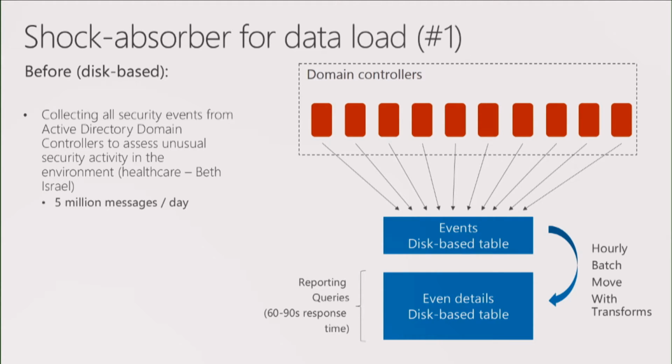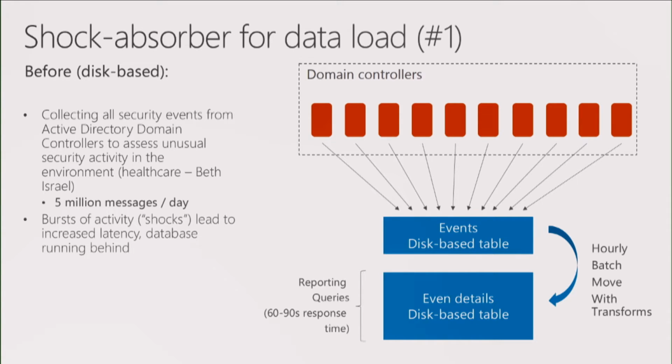So these events that are generated by the domain controllers are ingested into the database. Before in-memory OLTP, they went into a disk-based table, a kind of staging table, and they had a regular process to move the data over to their permanent storage and do some transformation along the way to extract the data, put it into proper format, into columns that you can actually run a query against. They would then run the reporting queries against it to try and detect unusual activity. They have about 5 million messages a day.